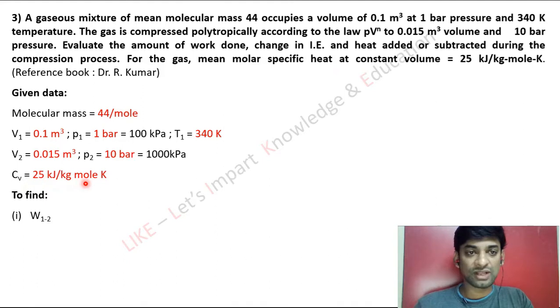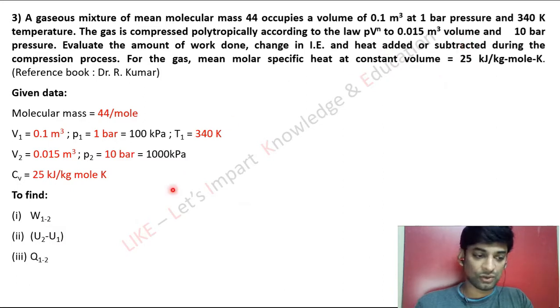What are all the things we have to determine? First one, work done between initial and final, so W1 to 2. Next one is change in internal energy. Initial internal energy should be denoted as U1, final is U2. So change in internal energy means U2 minus U1. Always final minus initial will be the change in a process. It may be pressure or temperature, volume or internal energy. Change means final minus initial. Since this is a change in internal energy, I have written this as U2 minus U1. And heat added or subtracted, we don't know. Q1 to 2.